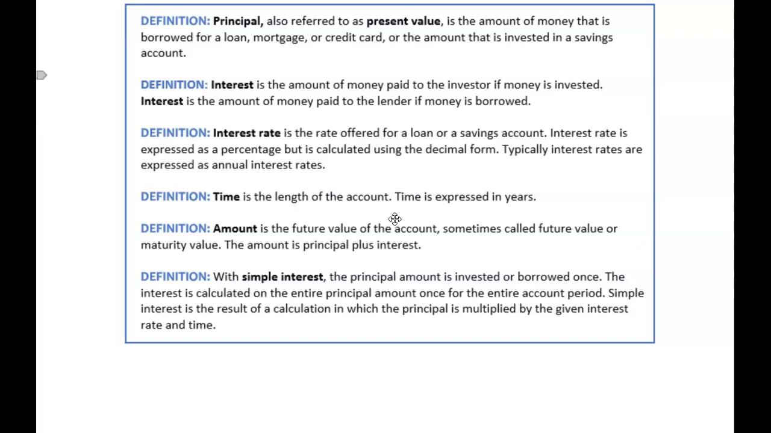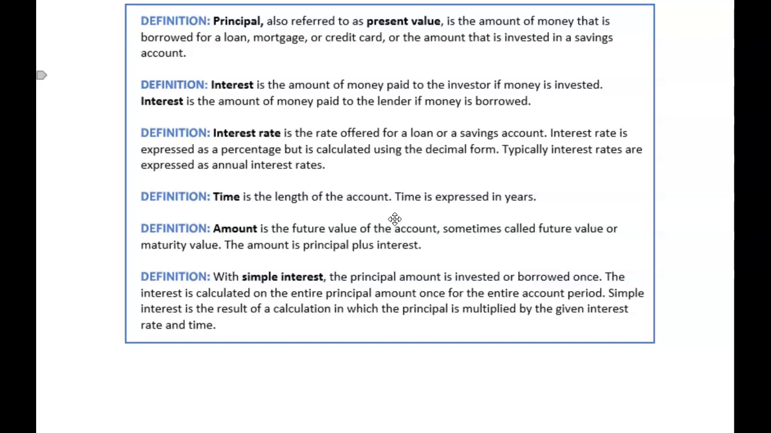Interest rate is the rate offered for a loan or savings account. It's expressed as a percentage, but we use it in formulas in the decimal form. Interest rates are expressed as annual interest rates. Time is the length of the account. Time is expressed in years. Amount is the future value of the account, sometimes just called future value or maturity value. The amount is the principal plus interest.